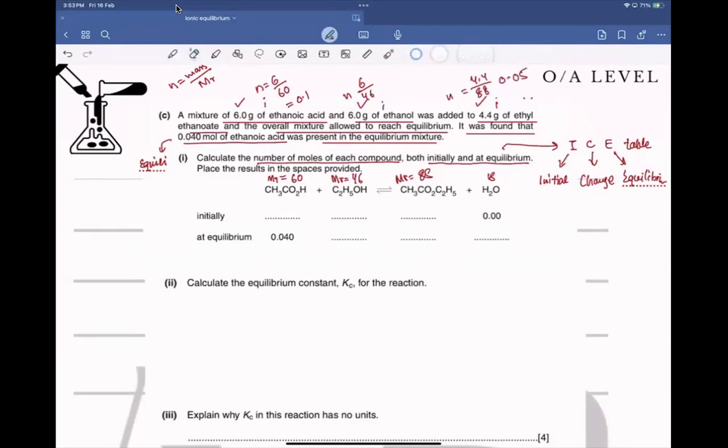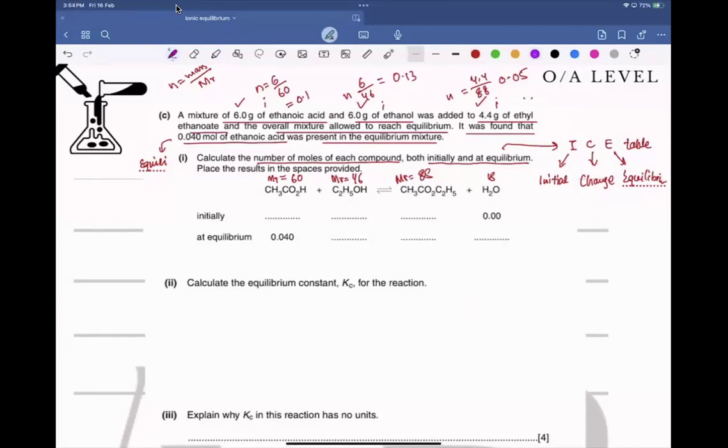Can anybody tell me the answer over here, what is it? So 0.13. No, I don't think so. Okay, yeah, sure, 0.13. So we got the initial moles. Till here, is this clear to all of you? Yes, sir. Yes, Ahmed, Kubra, and Yusuf.